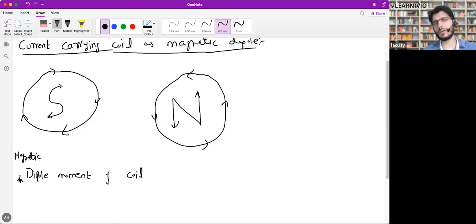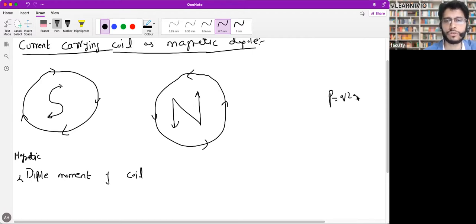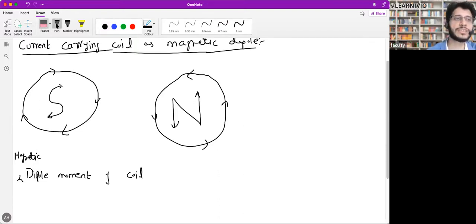Does anyone remember the formula to calculate electric dipole moment? You all have done electric dipole moment with me. Electric dipole moment is Q into 2A, charge into the separation between them.